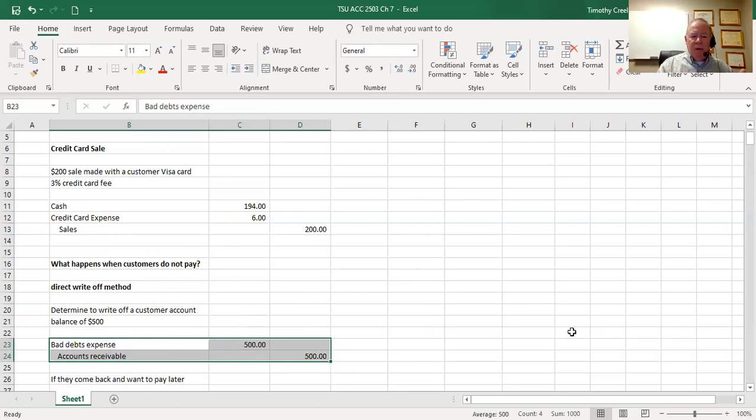This customer will no longer owe us money, and we've written it off. We've given up trying to collect these funds. So we've just reached a point where we don't feel like we're ever going to get paid.